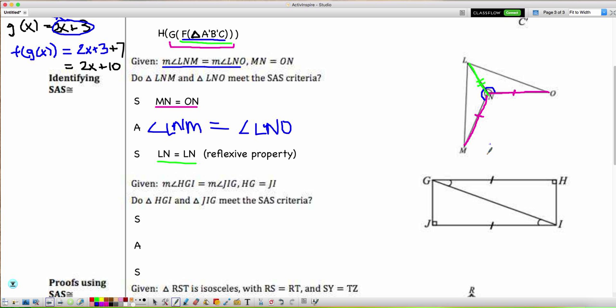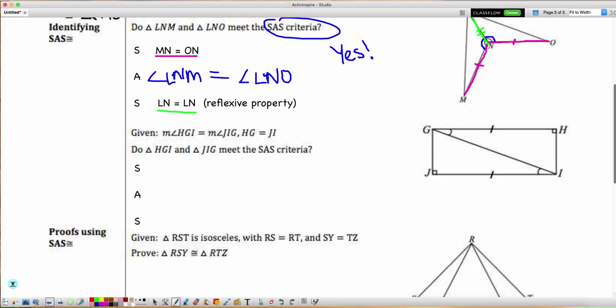So in this case, since I do have side, angle, side, I would say, yes, this does meet SAS criteria. So that's all you're looking for on your assignment: does it meet SAS criteria? Do those match up? In this case, yes. So this would be enough for me to say that these two triangles are congruent to each other. You'll see that in our proof coming up.